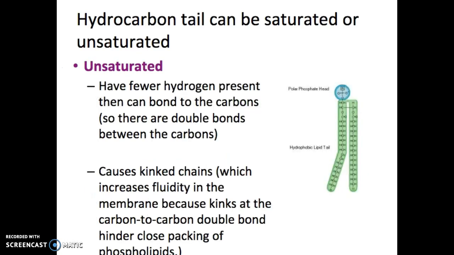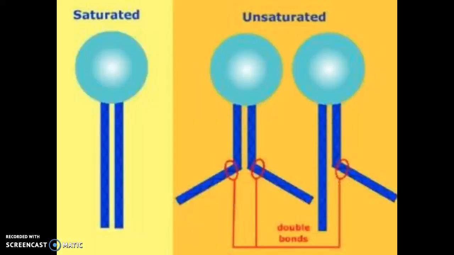So here's unsaturated. It just means that there's less hydrogen present than can possibly bond to the carbons. So that means that there has to be at least one double bond between the carbons. And what this does is it causes a kink, a bend in that fatty acid chain. And that can increase the fluidity because the kinks mean that you can't get them so close together. Okay, so here's what it looks like.